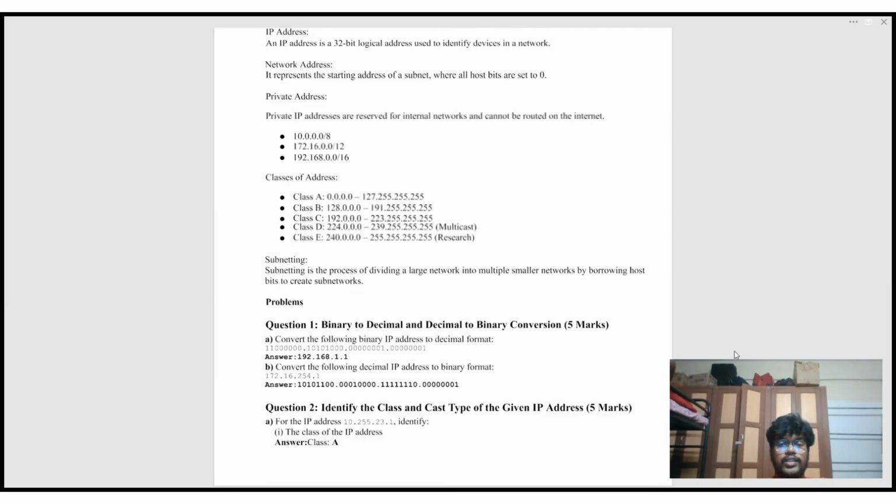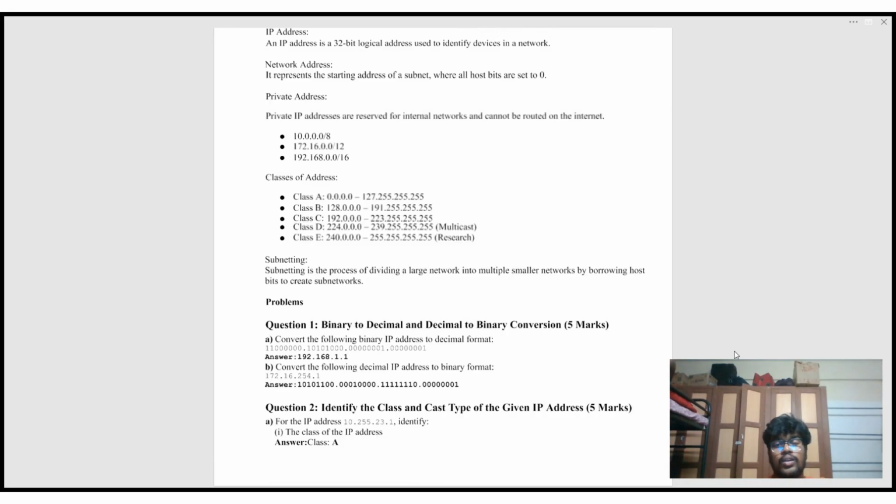Private addresses. Private IP addresses are reserved for internal networks and cannot be routed on the internet. Examples: 10.0.0.0/8, 172.16.0.0/12, 192.168.0.0/16. These are the private IP addresses.